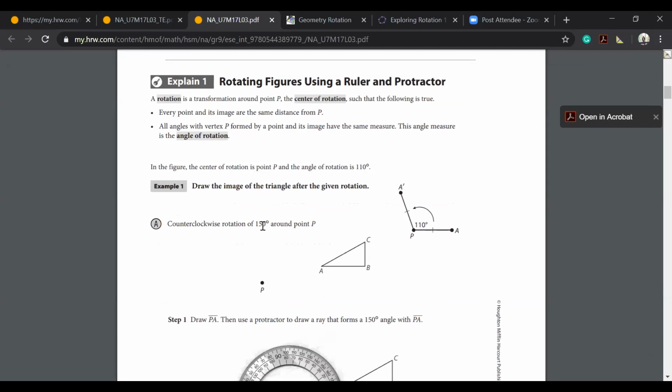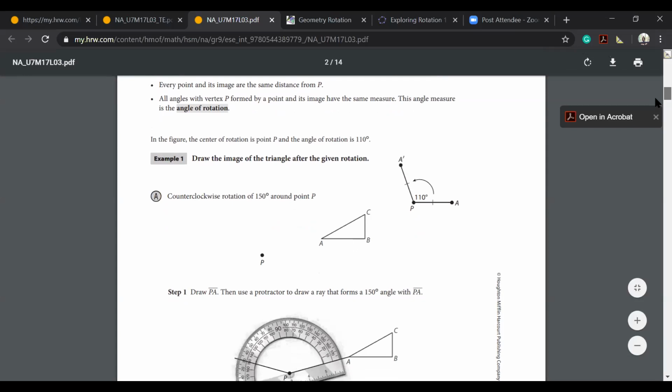Counterclockwise rotation of 150 degrees around point P. He gave me the angle, which is 150, and then he gave me the point that I'm going to be rotating about, which is point P. Counterclockwise again means the direction is in this way, as he's telling you in here. I am moving in this way.